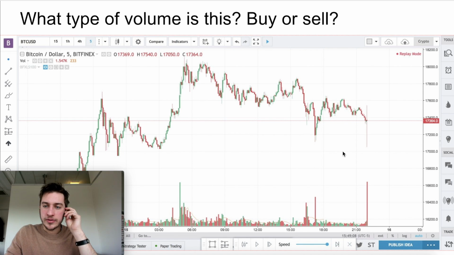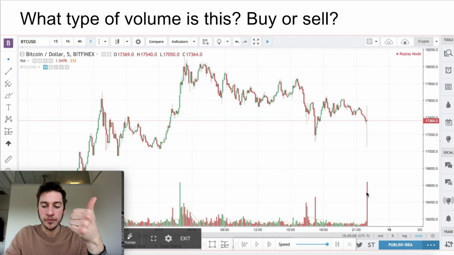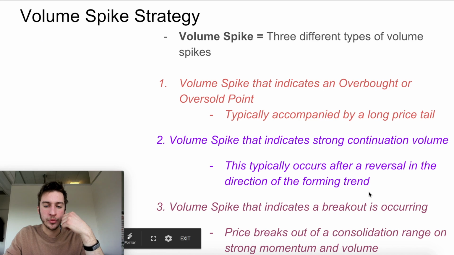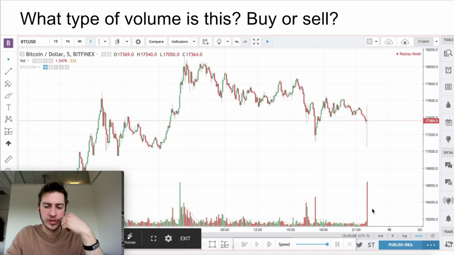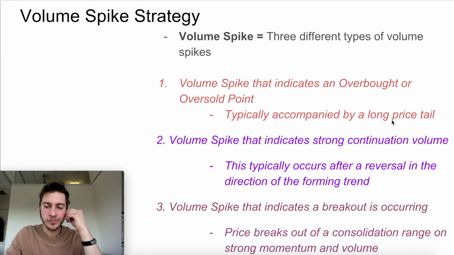All right, so I'm going to give the answer in 3, 2. Okay, so this is oversold. And the reason I say this is oversold volume is a few reasons. A, volume spike, which means that we're going to be looking at one of these three, because volume is clearly spiking way above the moving average. Two, that long price tail is telling me it's probably oversold, as you can see here.